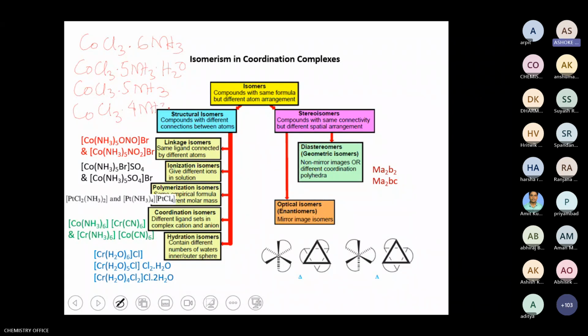Dr. Subhendu, your sound is not coming. Is it visible, whatever I have written here?